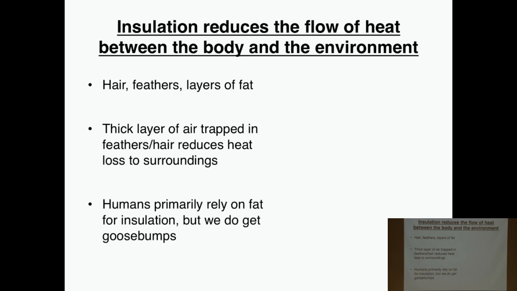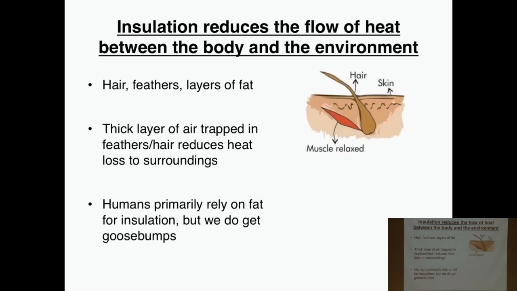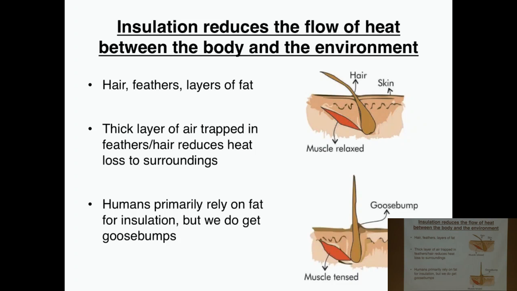Humans and a lot of aquatic animals rely primarily on fat for insulation, but humans do have a bit of an evolutionary remnant of fluffing up feathers, which is goosebumps. When you get a goosebump, there's a muscle at the base of each hair follicle that actually contracts to cause the hair to stick up, and it forms this goosebump. But unless you are extremely hairy, it is not going to be enough to trap a layer of air between your skin and the environment the way a layer of feathers or fur would be able to do for other kinds of animals.